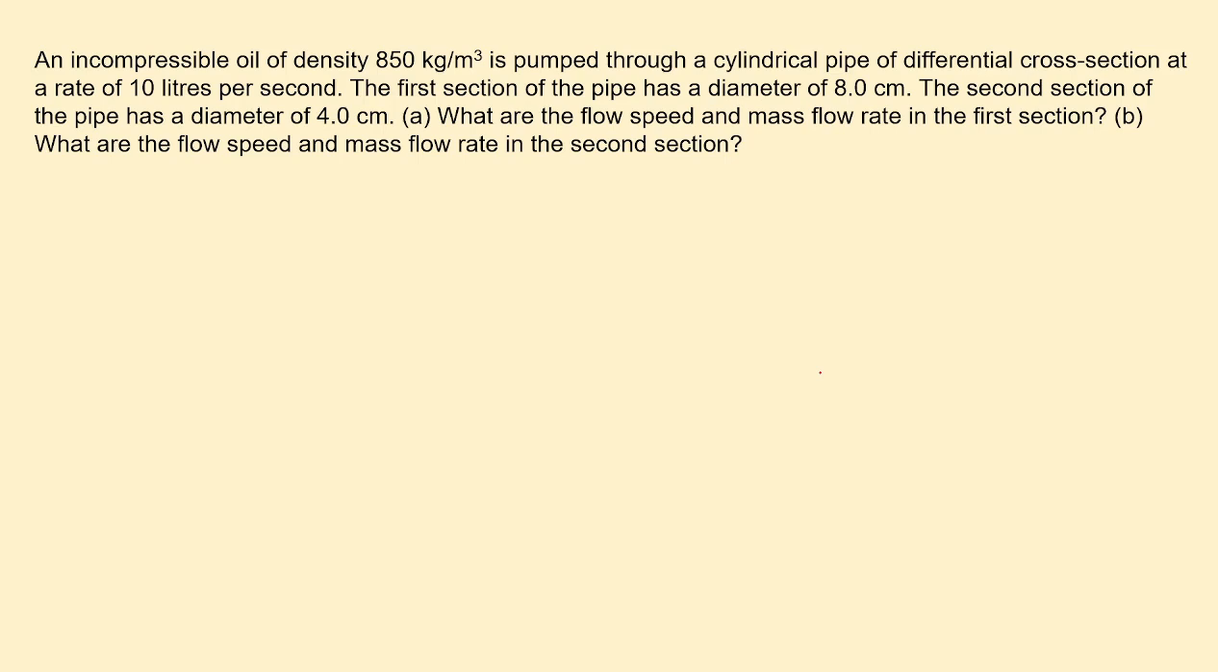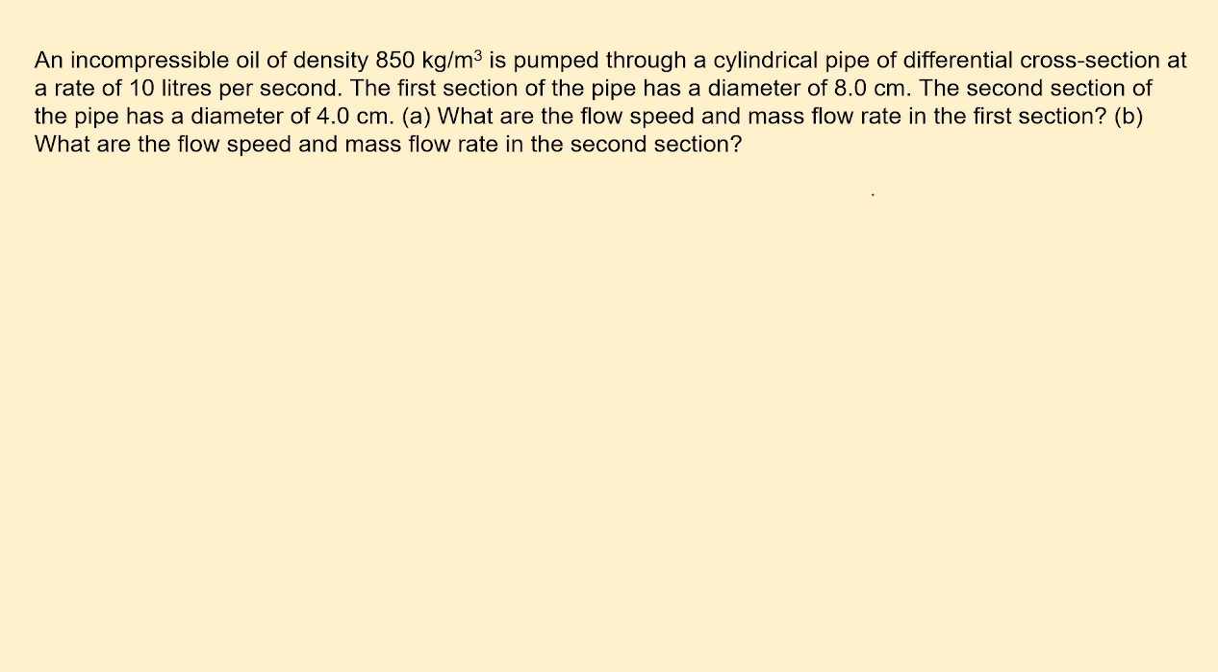The first section of the pipe has a diameter of 8 centimeter. The second section of the pipe has a diameter of 4 centimeter. So, what are the flow speed and mass flow rate in the first section? And also, what are the flow speed and mass flow rate in the second section?